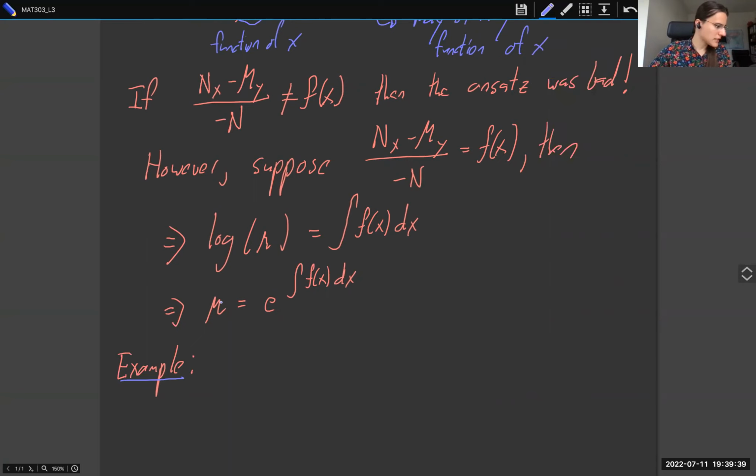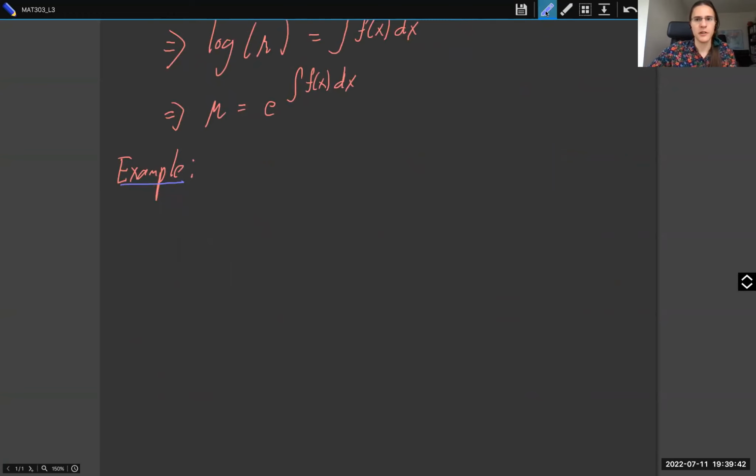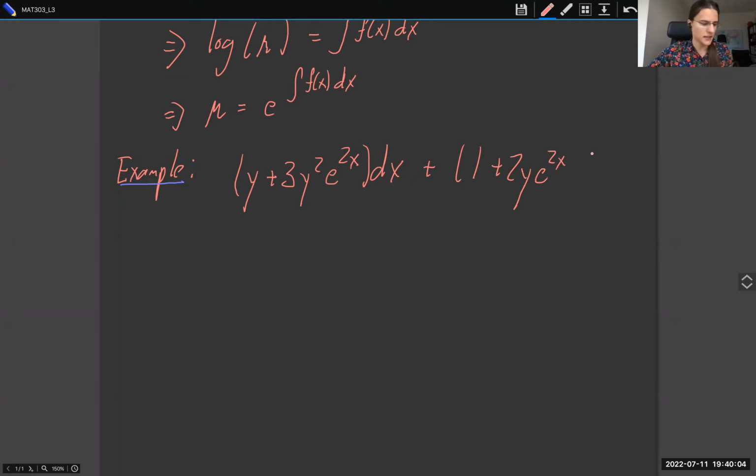So let's consider the differential equation y plus 3y squared e to the 2x dx plus 1 plus 2y e to the 2x dy is equal to 0. And so what we have here is, I would like you to label your solution to define this as m and to define this as n, so we're on the same page about what m and n mean.